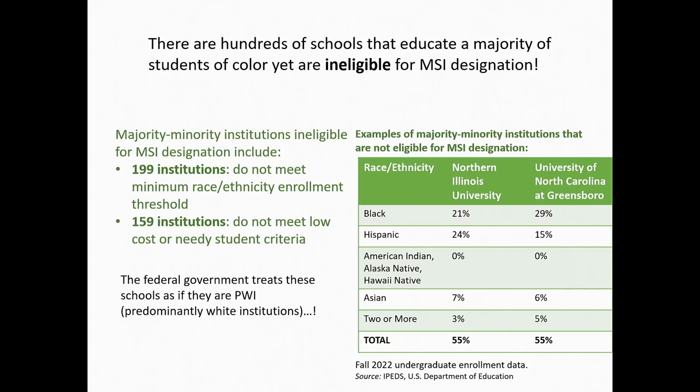If you look at Northern Illinois University, I just updated this data this morning. Northern Illinois University is 55% students of color in these categories that are tracked by the MSI categories, but since they're only 24% Hispanic, they are treated on paper as a white institution. So this was a challenge, and it's not just NIU. I give UNC Greensboro as another example.